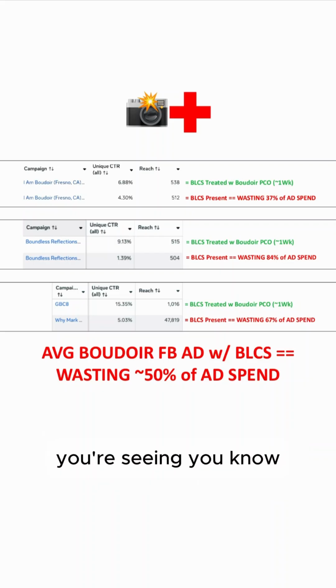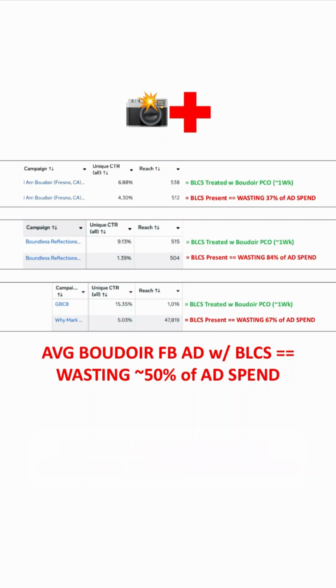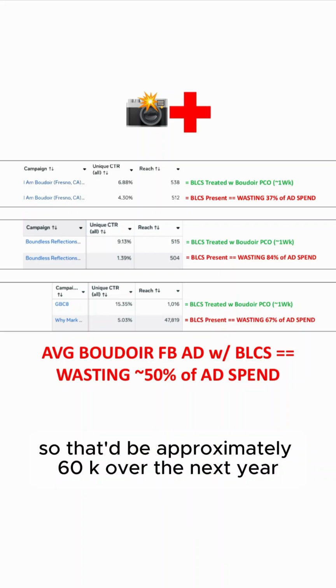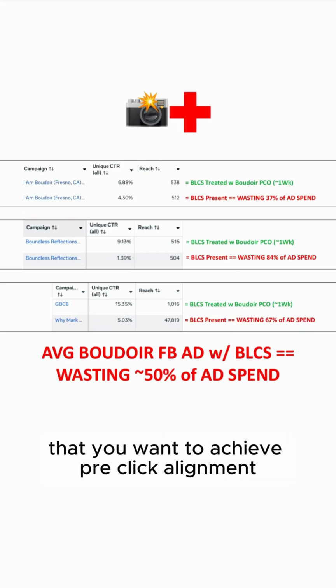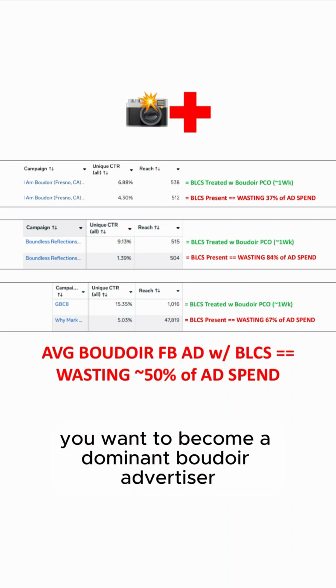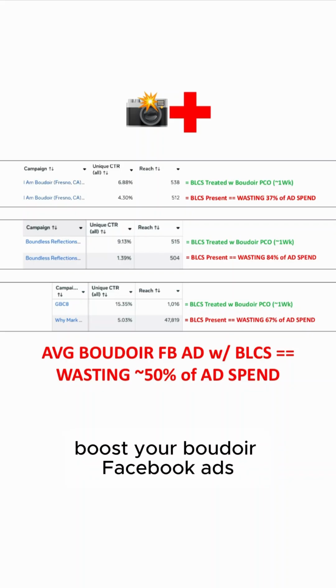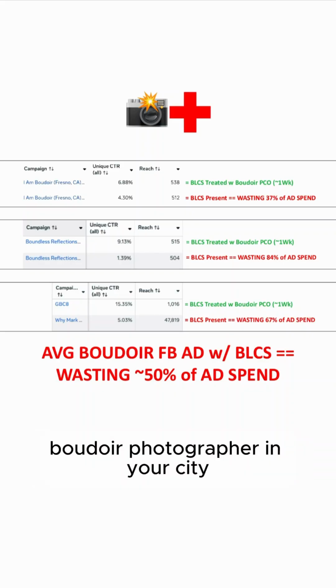You're seeing we can eliminate about 5K a month in wasted Facebook ad spend and put that back in your pocket, approximately 60K over the next year. And you've decided that you want to achieve pre-click alignment. You want to become a dominant Boudoir advertiser. You want to achieve Boudoir brain entry boost for your Boudoir Facebook ads, because it's necessary on your way to becoming the number one boudoir photographer in your city.